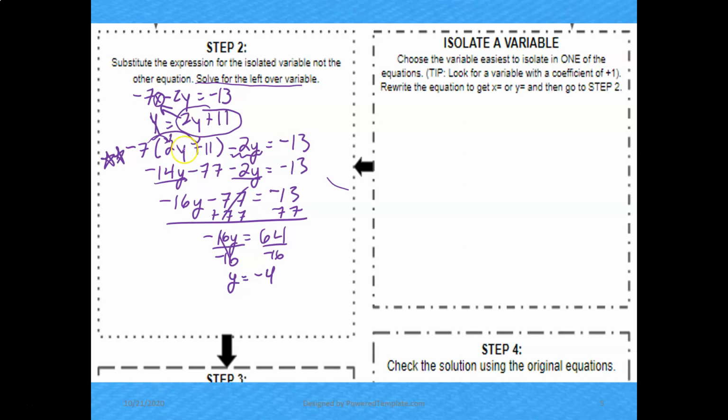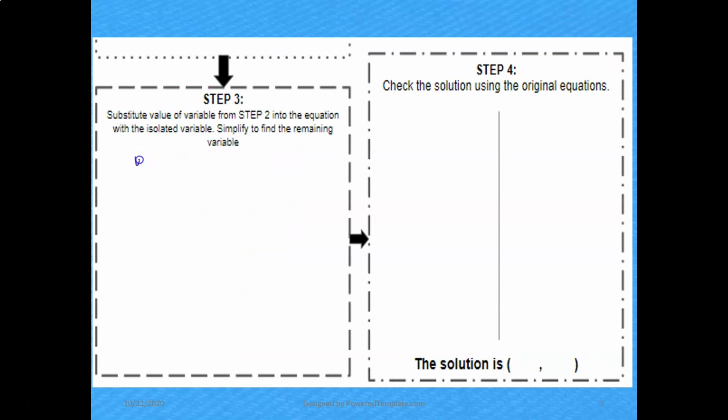Okay, so now that we've done that, we're going to go down and we're going to head to step 3. So we know y equals 4. Now we're going to take that and substitute it into one of the equations. Well, I'm going to use that second equation, which is x equals 2y plus 11. What that means is I'm going to plug 4 in for the y. x equals 2 times 4 plus 11. Nope, that's not true.